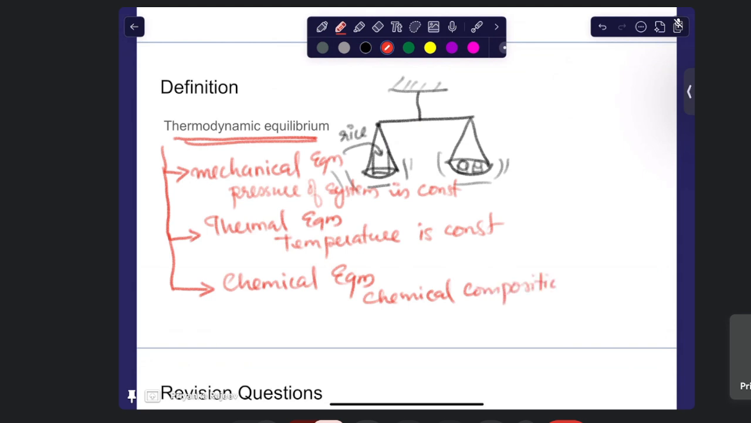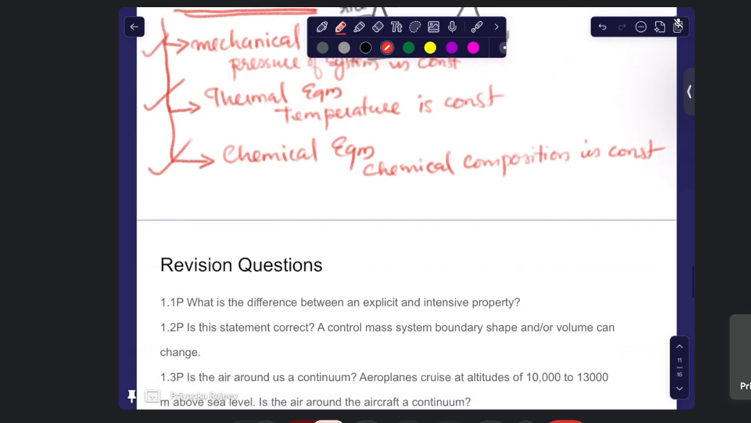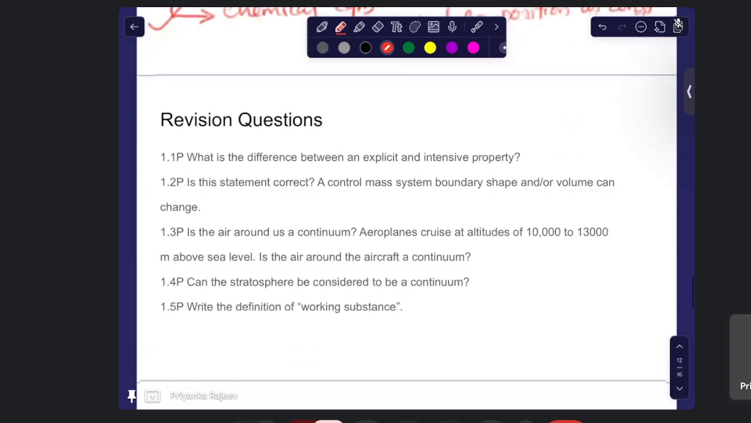Okay, is constant. That is when we say, okay, this system, when you have got mechanical equilibrium, thermal equilibrium, and chemical equilibrium, all three are satisfied, or all three conditions are met, only then you can say that our system is in thermodynamic equilibrium. Okay, now we will go to these revision questions.